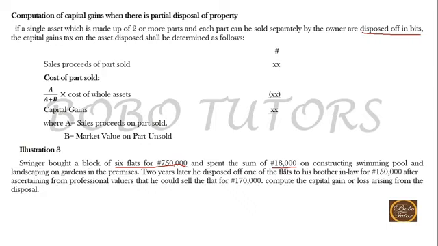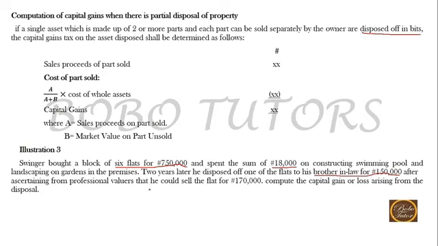This gives us the cost of the whole asset, the whole 6 flats. Now, 2 years later, he disposed of one of the flats to his brother-in-law for 150,000 naira. You will see that this is a connected person transaction. You sold to your brother-in-law. Definitely, you won't want to sell it at the true market value. This is not an arm's length transaction.